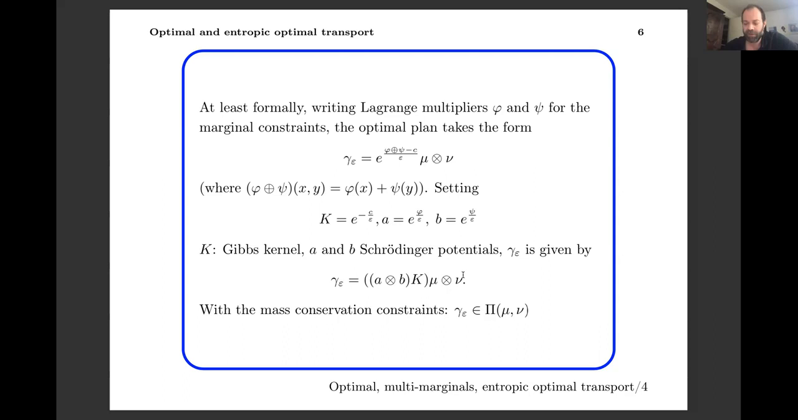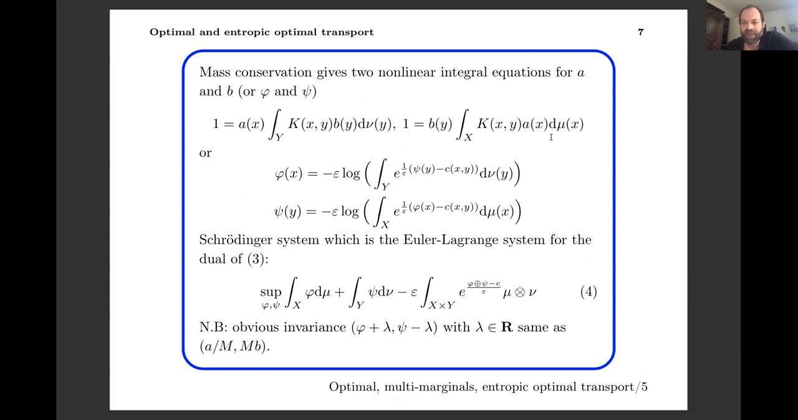You look for potentials a and b in such a way that these two integral equations hold, so that one is equal to a of x, the integral of k b against d nu, and a similar equation between b and a. So it's a slightly nonlinear set of equations in terms of a and b. If you solve these two equations, then you have solved the entropic OT problem. So in exponential form, solving this problem is the same as saying that phi can be expressed as a function of psi by this formula.